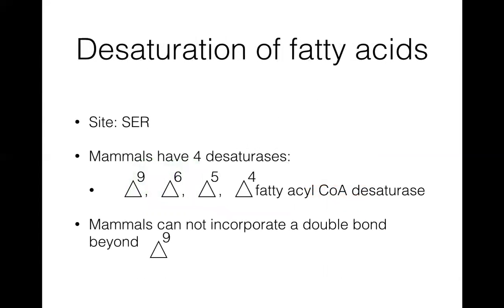How about unsaturated fatty acids? Are we capable of producing unsaturated fatty acids? Of course. That would depend on the position. The process takes place in the smooth endoplasmic reticulum. Humans and other mammals have 4 desaturases, namely delta 9, delta 6, delta 5, and delta 4 fatty acyl-CoA desaturase. Now, mammals cannot incorporate a double bond beyond delta 9. Positions that are beyond delta 9 include omega-3 and omega-6. And this is the reason why omega-3 and omega-6 fatty acids are essential.